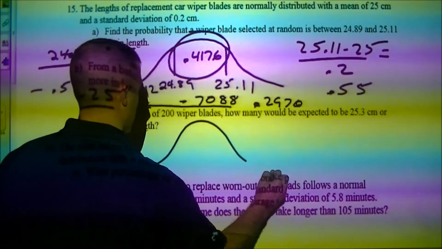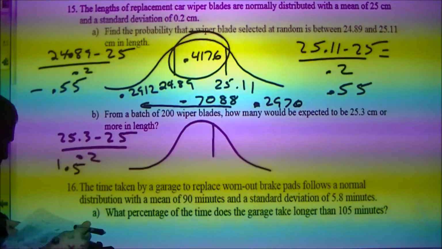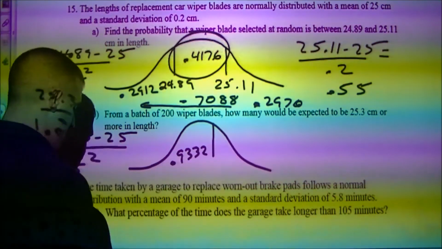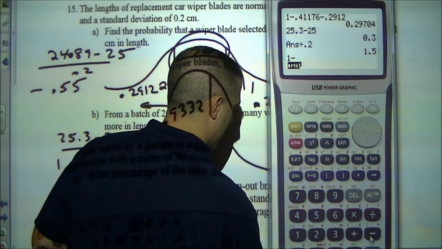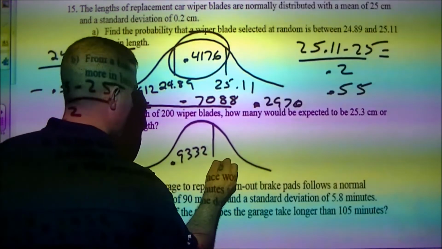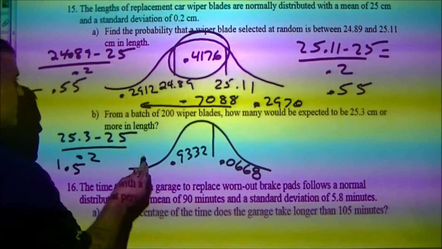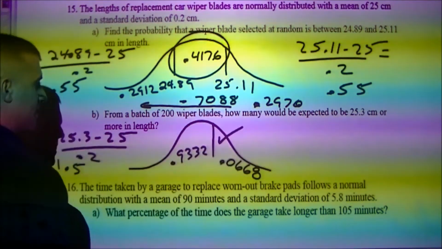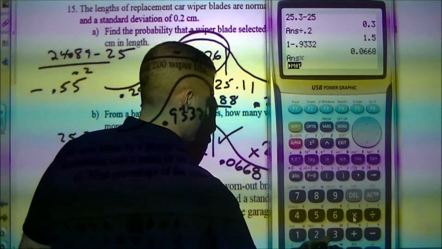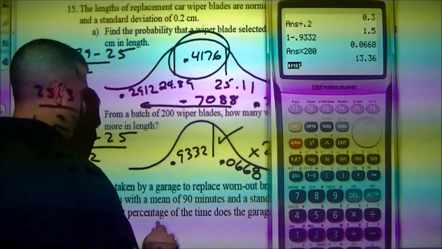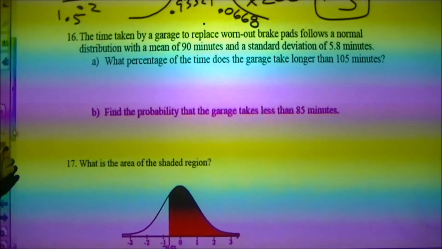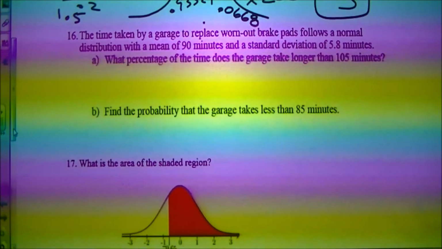If I wanted to figure that out, 1.5 is going to be 0.9332 on this side. To figure out the other side, I got 0.0668. Now it says 200 wiper blades to be more, that's this side, so I multiply that by 200, and it gives me about 13 wiper blades as my answer.